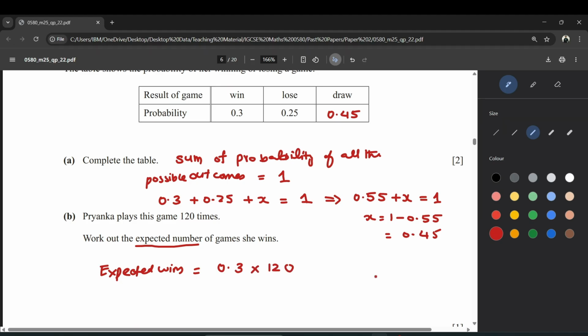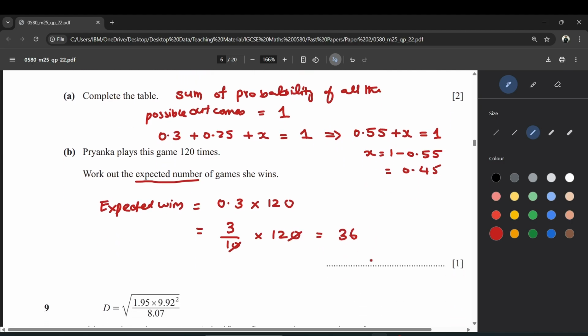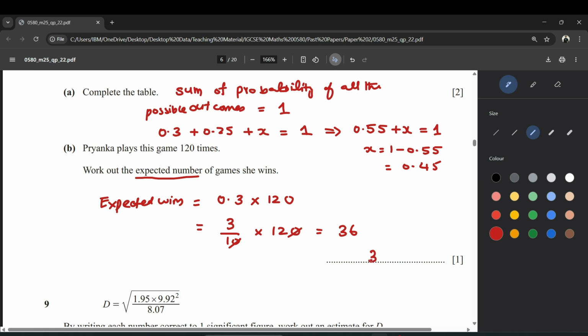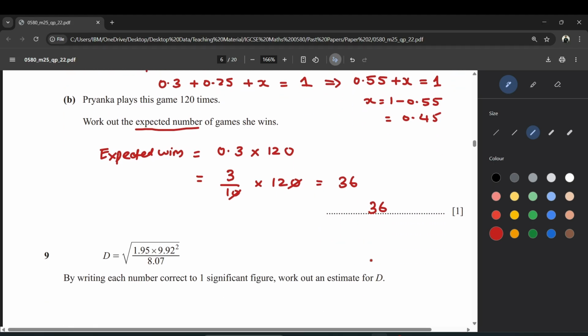Okay, now since the calculator is not allowed, what we can do is if I shift this decimal point one place to the right, I can write this as 3 over 10 multiplied by 120. I can cancel this 0, so 3 times 12 is equal to 36. Okay, so out of 120, it is expected that she is going to win 36 games. Okay, but still, this is just an expected value, just an estimate.